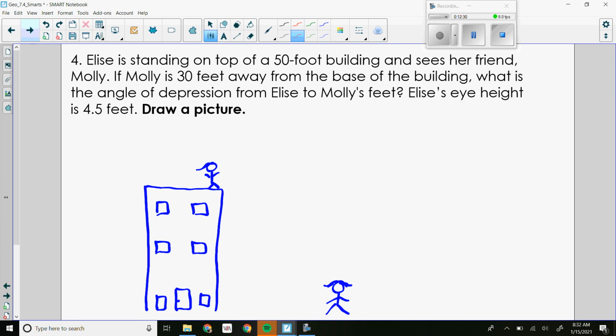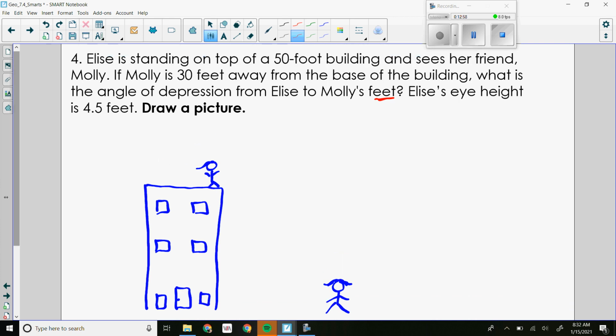Okay, one last one here. It says Elise is standing on top of a 50-foot building, and she sees her friend Molly. If Molly is 30 feet away from the base of the building, what is the angle of depression from Elise to Molly's feet? Okay, and they use feet here because they want to go all the way to the ground. Elise's eye height is 4.5 feet. Okay, it says draw a picture.